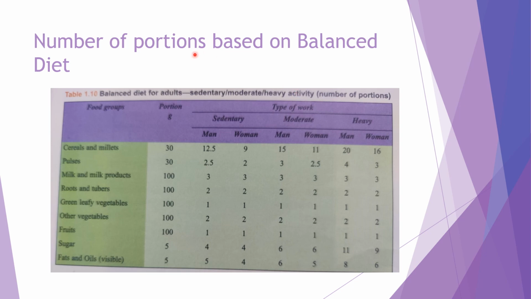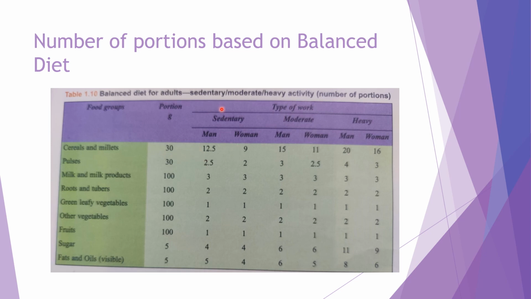So for the adults, depending on the physical activity, calorie requirement varies: sedentary, moderate and heavy. So as per the concept of balanced diet, what one needs to know is that for cereal and millet, 30 gram is one exchange.